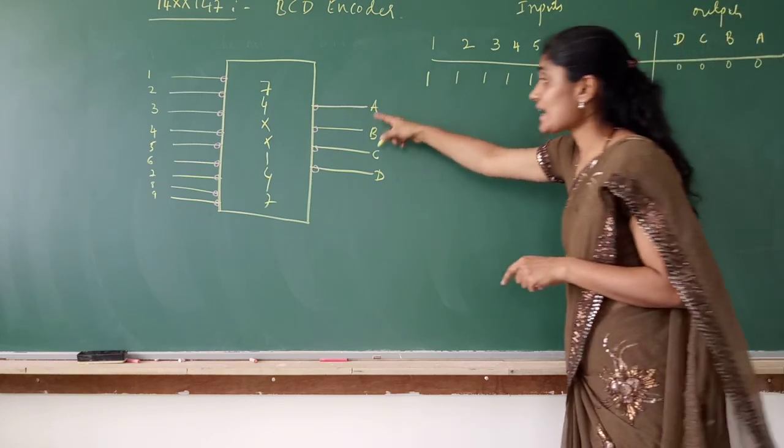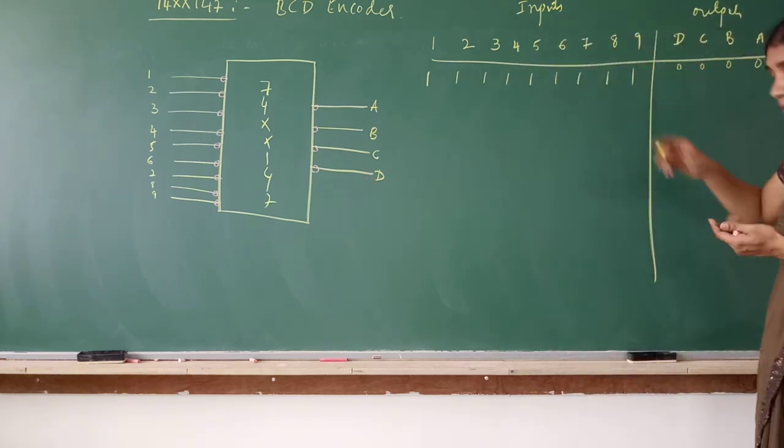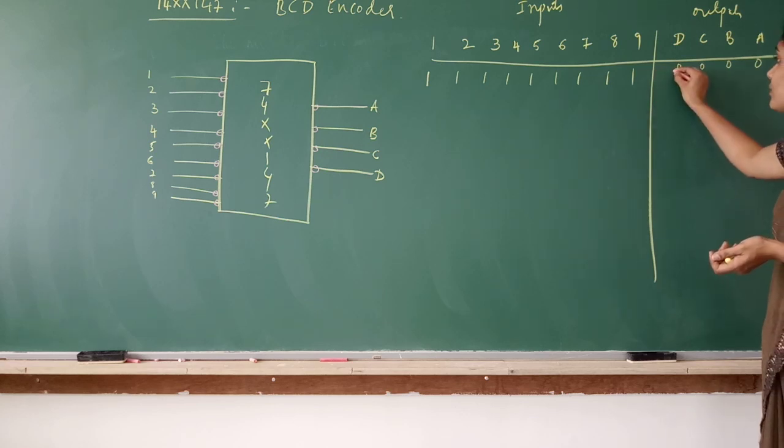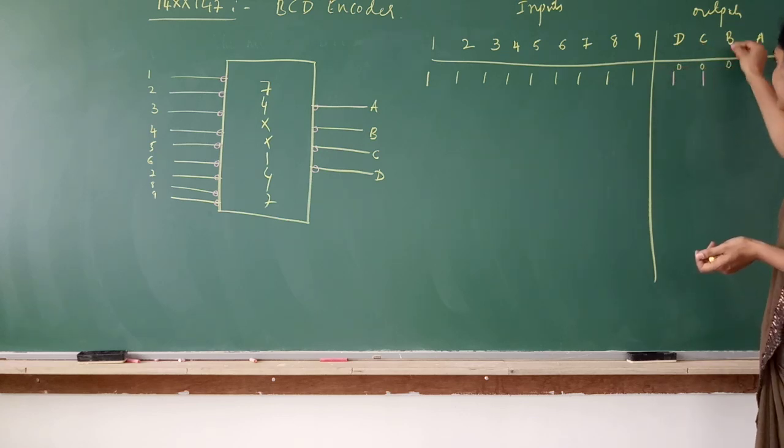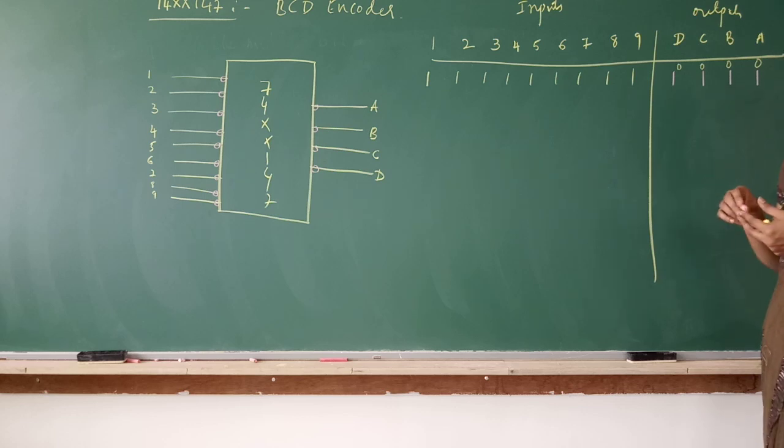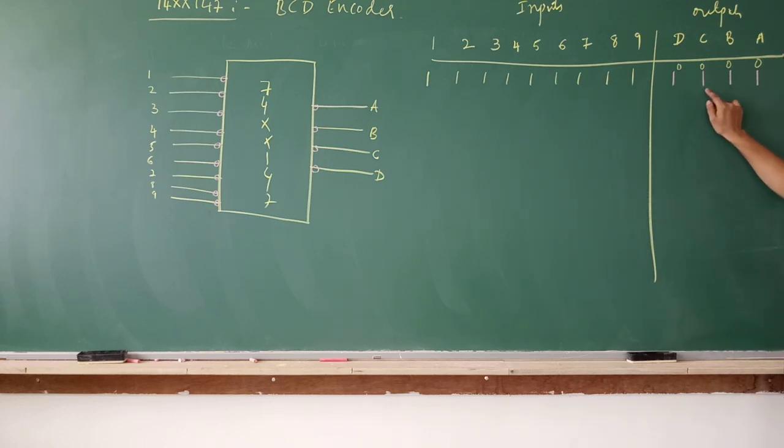But since the outputs are active low, how is 0 represented now? 1 for D, 1 for C, 1 for B, 1 for A. This represents the number 0. How do we represent 0 in binary? 0, 0, 0, 0. But since the outputs are active low, I cannot write 0, 0, 0, 0. Instead, I have to write it as 1, 1, 1, 1. Please try to understand. Okay?